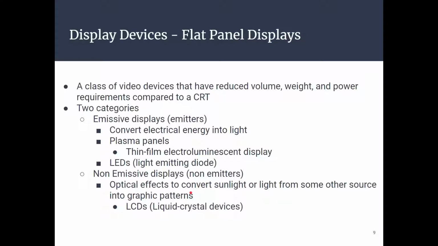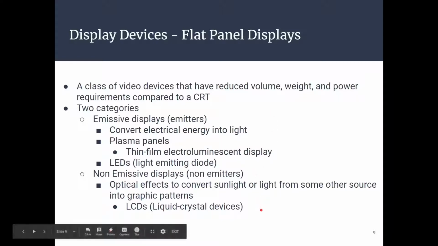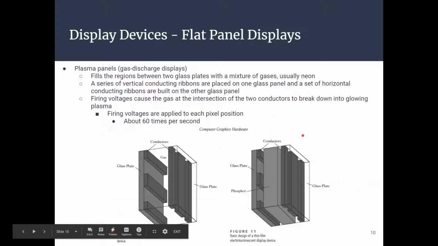So now I'm going to start talking about flat panel displays, which are not CRTs. CRTs are the big box TVs that are a little beyond our time. So the flat panel displays, there's 2 types. There's emissive displays and non-emissive displays. Emissive displays convert electrical energy into light, and 2 good examples are the plasma panels and LEDs, which I'll go into more detail about. And non-emissive displays convert optical effects to convert sunlight or light from another source into graphical patterns, such as LCDs, which are a little bit more complicated, but I'll explain that.